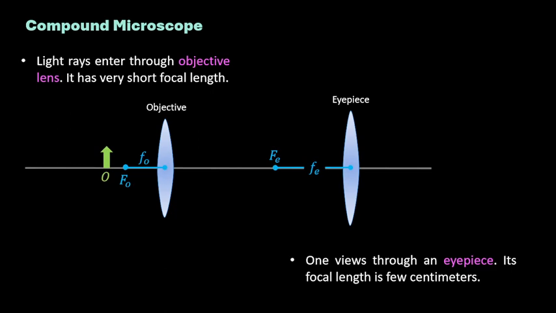An object O is placed a little beyond the focal point. Since the object is beyond the focal point, the image of this object will be formed on the other side of the lens. In the case of a magnifier, the object was lying within the focal length.